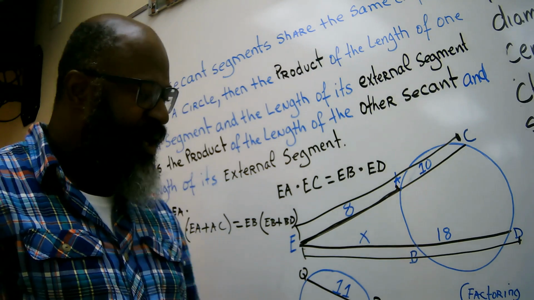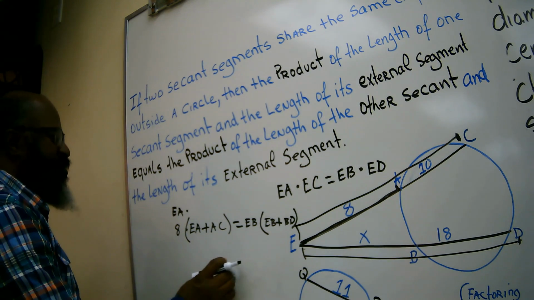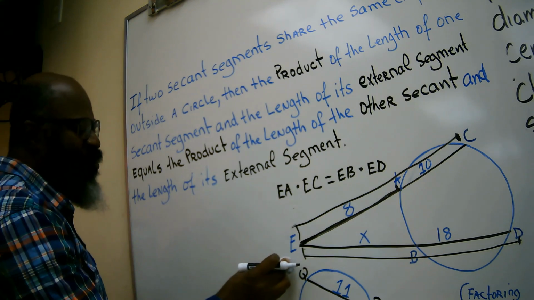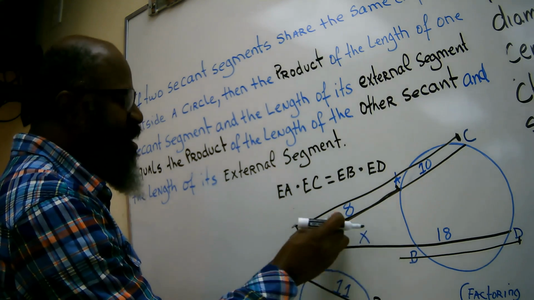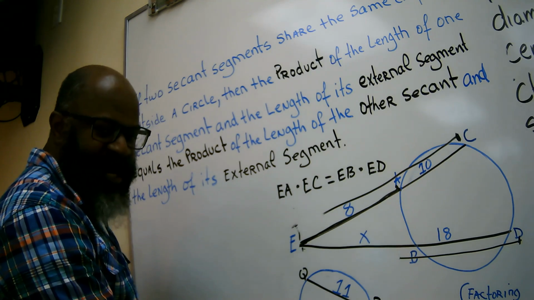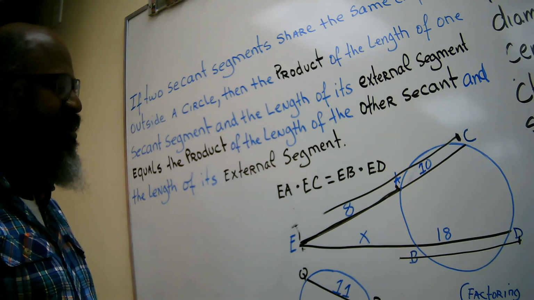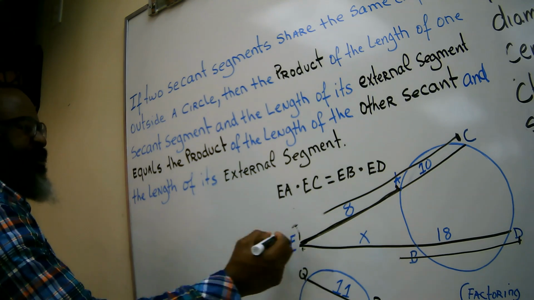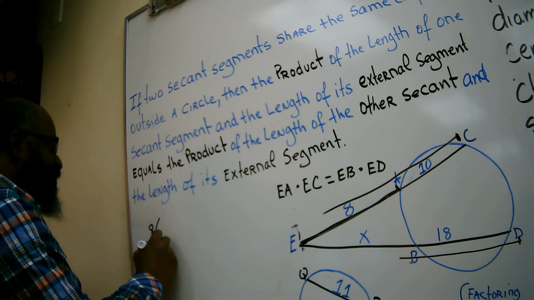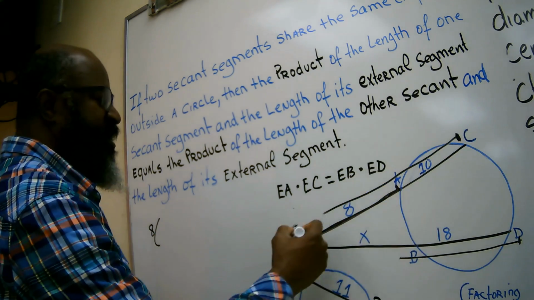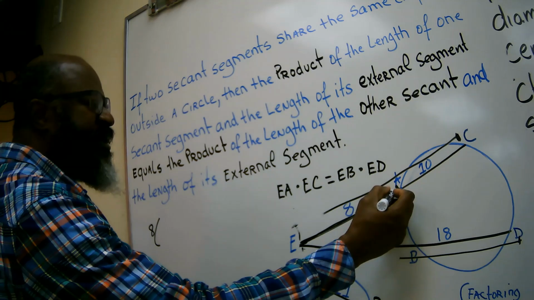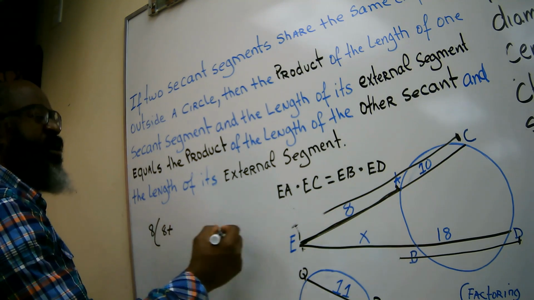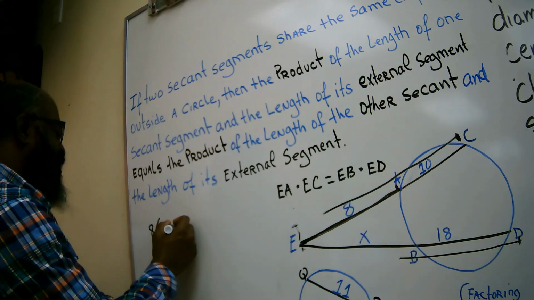So let's do some application, and you will see what happens. Be aware that when you're doing those problems, you may end up with a quadratic equation. If you do, from prior knowledge, you can use factoring, the quadratic formula, or the completing the square method. So in this case EA is 8 times EC. EC is EA, which is 8, plus AC, which is 10.